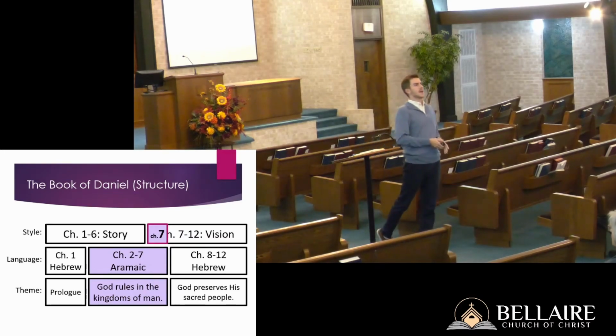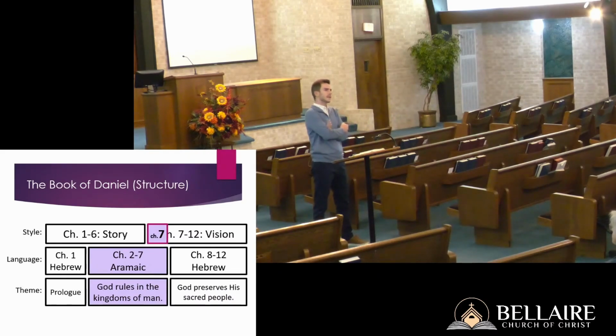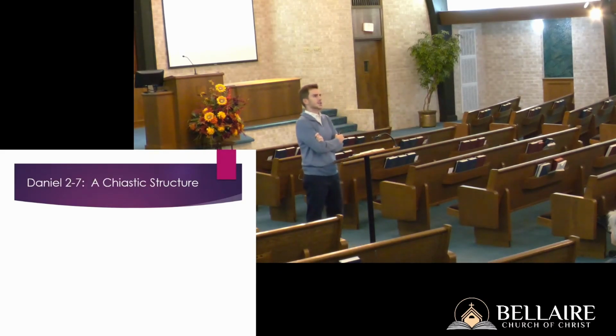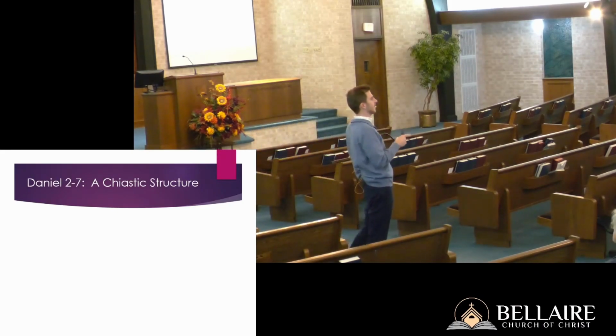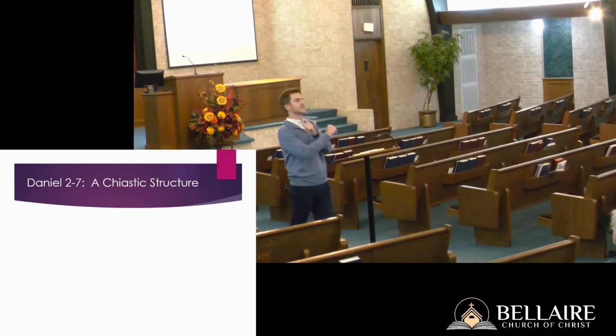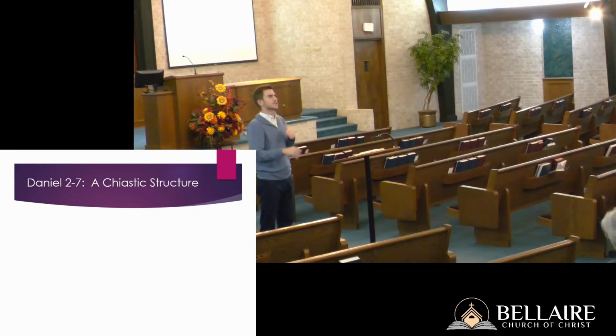And we've talked about this and we've discussed it some, but I want to do a little bit of a deeper dive into what we've suggested, which is that this section of the book of Daniel has what's called a chiastic structure. It's called a chiasm or chiastic because the Greek letter chi is in the shape of an X, and this structure is like an X sort of structure.